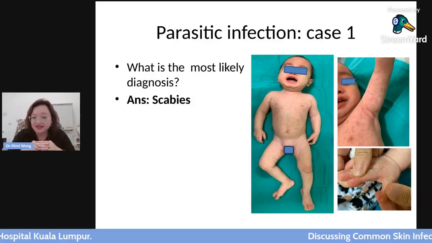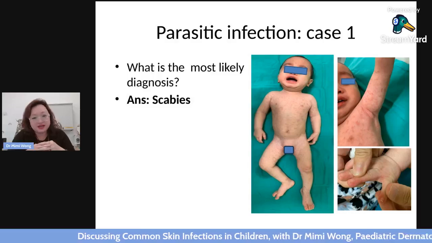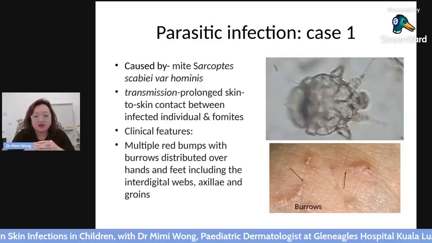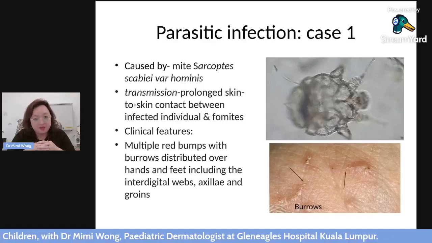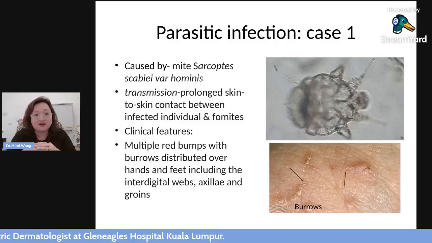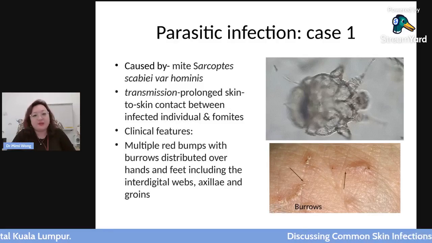So the answer is scabies infestation. This is not infection, but infestation, because this is a parasitic skin infection. So how do they present? So this parasitic skin infection, scabies, in Malay is called kudis buta. It's caused by a mite known as Sarcoptes scabiei var hominis.